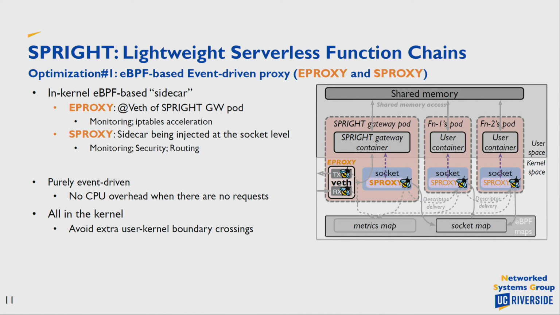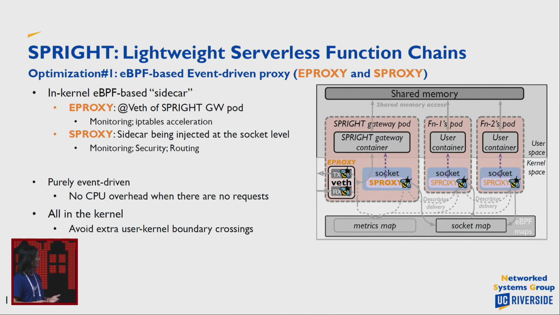For the first optimization, we are going to take advantage of event-driven proxy. We call these proxies eProxy and sProxy because we are using eBPF-based sidecar. And on this Sprite gateway part, as you can see, we have this eProxy. We use it for monitoring IP tables acceleration. And on Sprite gateway, as well as the user function, we have this sProxy. We use it for monitoring security routing. So both of them are doing event-driven processing, either at the virtual Ethernet or at the socket level.